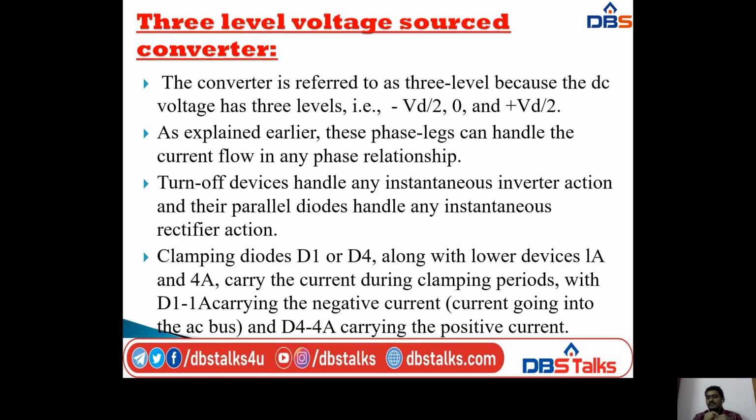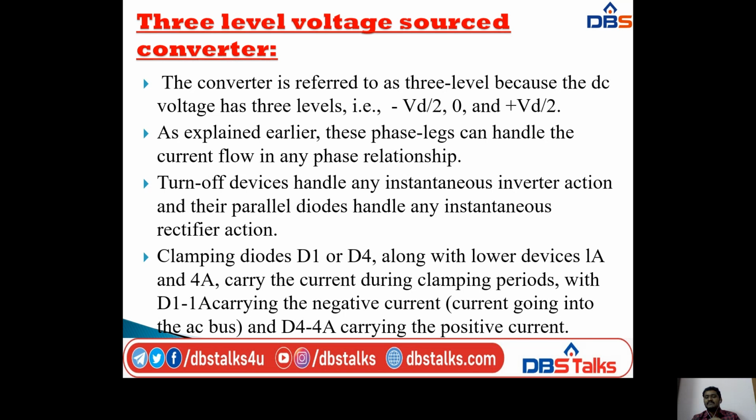So in the diagram, each converter consists of two halves. Each half consists of one turn off device and one diode, with the diode connected in parallel to the turn off device. So the turn off device handles inverter action and the parallel diodes handle rectifier action.